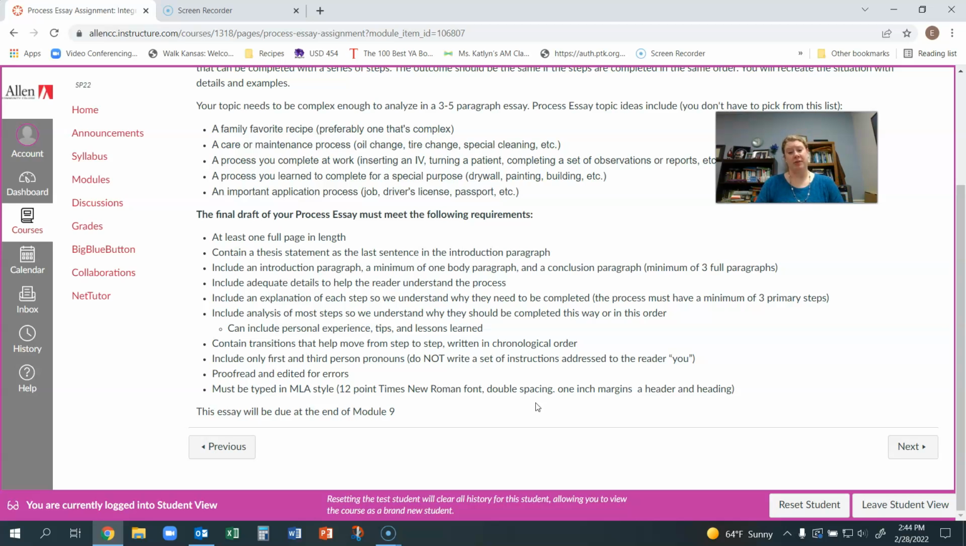The obvious advantage of doing a process essay is that it's really easy to organize it, because it goes in chronological order. We start with the first step, we end with the last step, everything in between.